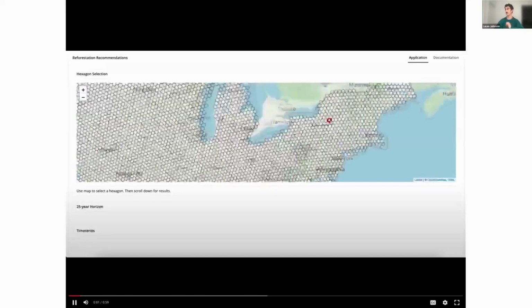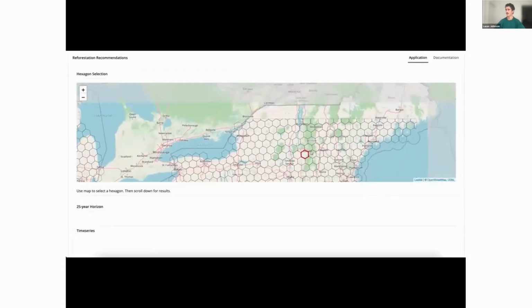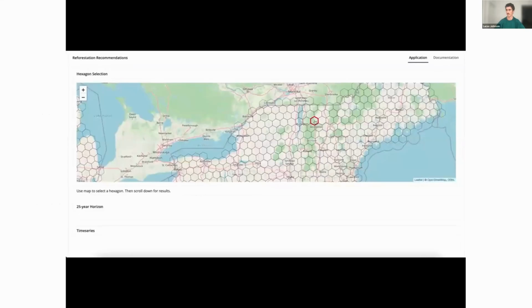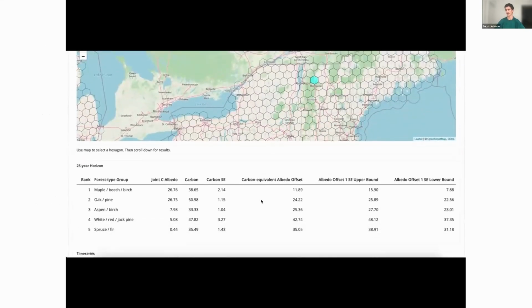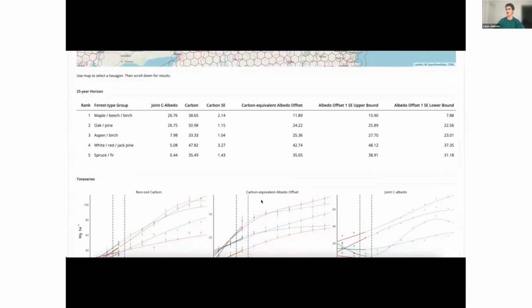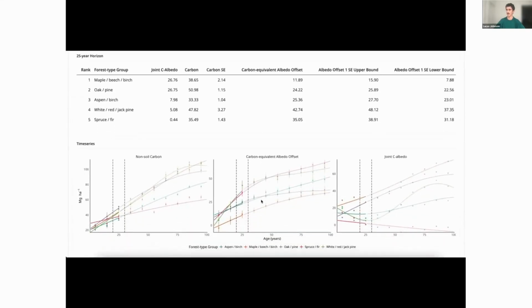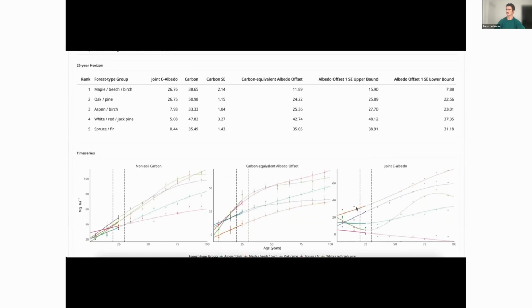Okay, so I mentioned an app, and I've got a little screen recording here to show how that functions. You can zoom in throughout the United States, and here I select a hexagon in northern Vermont, and you get results. You get these rankings of each forest type group on the basis of joint carbon albedo, with estimates of carbon stocks and albedo offsets in that table, and then the time series on the bottom.